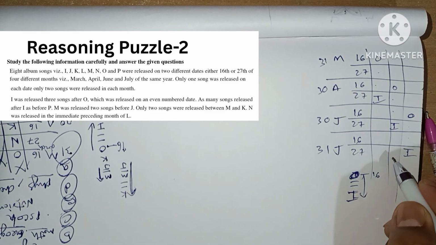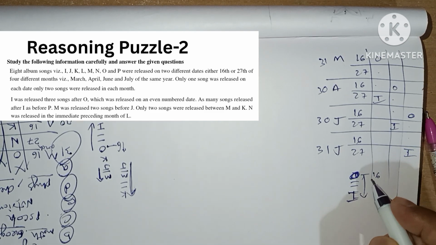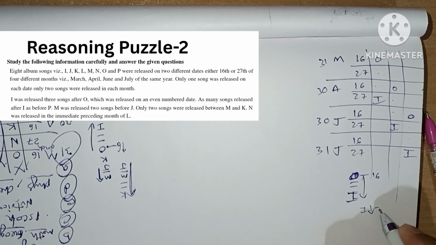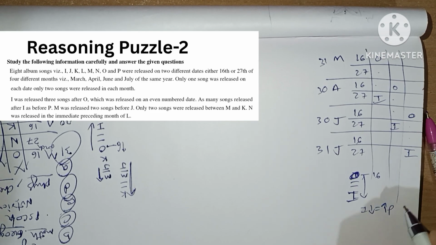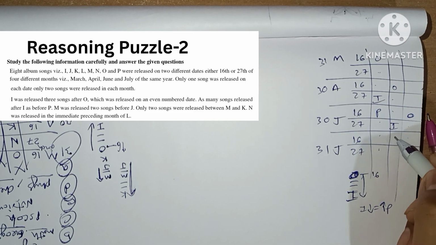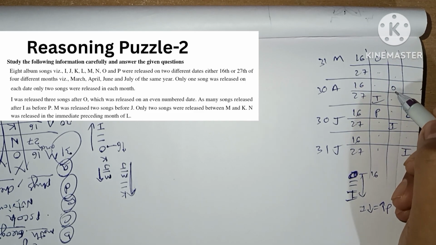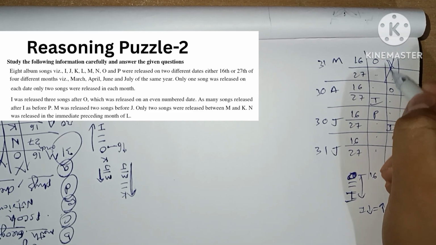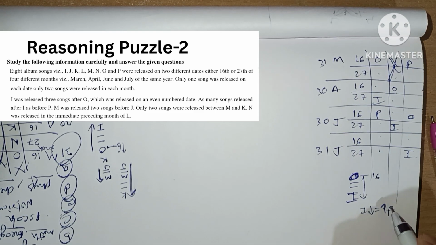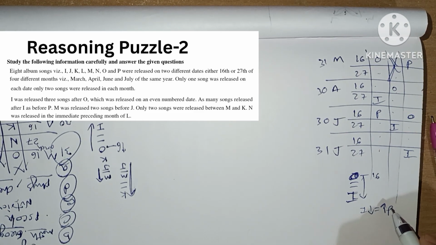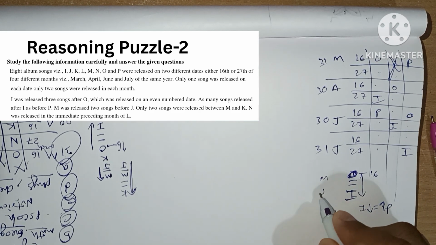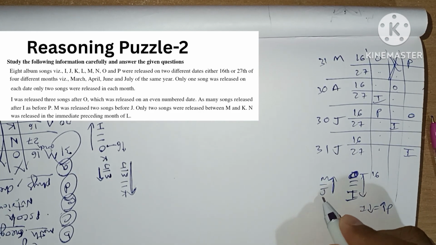Okay, next statement is, as many songs released after I is the same as before P. So 1, 2, 3, 1, 2, 3, this is the place for P. Here, 1, 2, 1, 2, this is no place for P, so this case fails. Next, this is I, which means this is the place for P. Next, M was released 2 songs before J. 2 songs before J means this one.